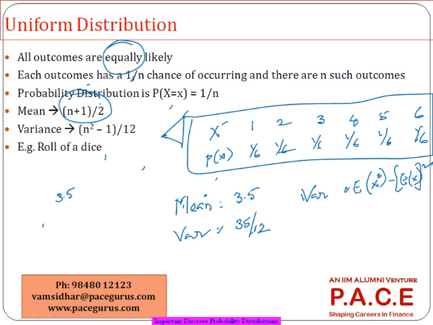Right? Of course, no point in memorizing, but you need to understand which scenario I have to use it in. If all of them have equal chance of occurring, I can use this uniform distribution.